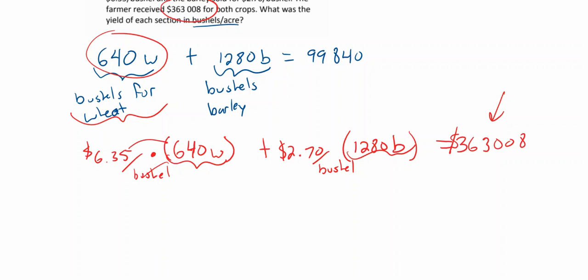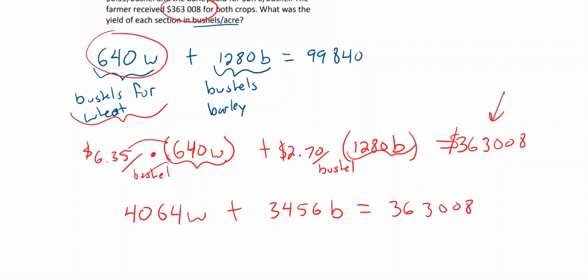So now we've got 40 times 635. So now that would be 4064 W, plus, and then this one was 270 times 1280. So this one was plus 3,456 B, and that's equal to $363,008. All right, so there's our two equations.